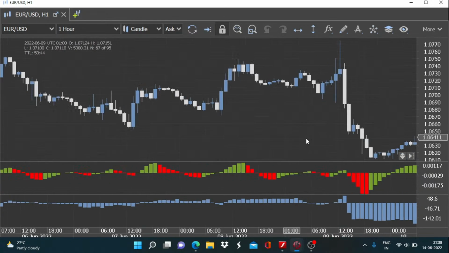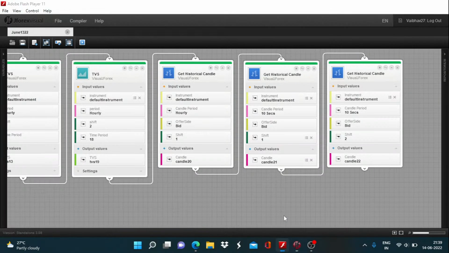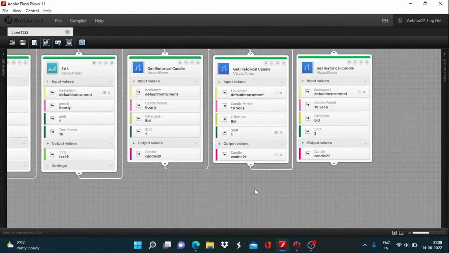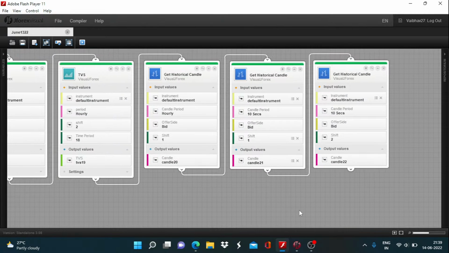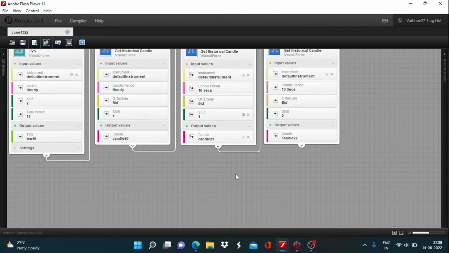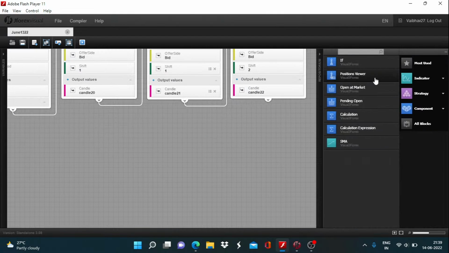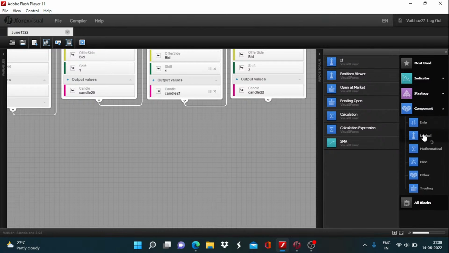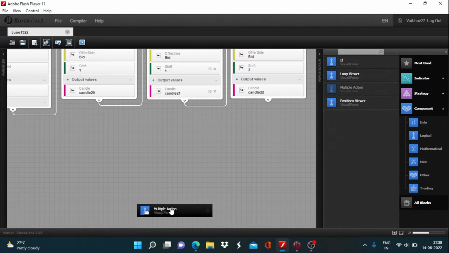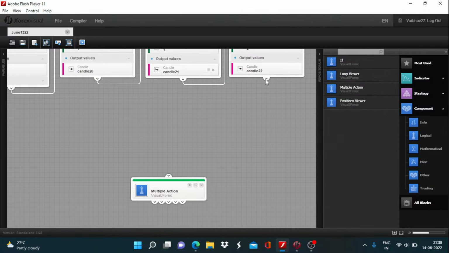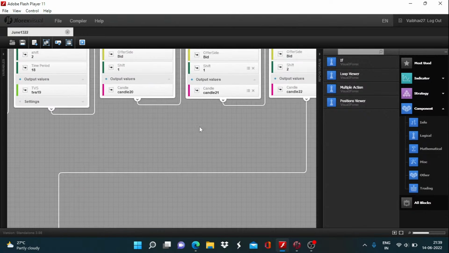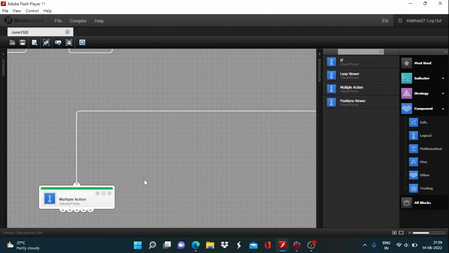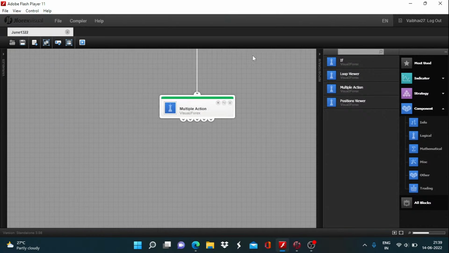Okay, so now we have to implement this logic on the Visual JForex board. So I'm getting back here, and we have to start adding the if-else blocks for defining the parameters. First thing first is to get the multiple action blocks in place. For the time being, I will join it here. If later on we have to add any calculation or indicator blocks, we will leave some space.